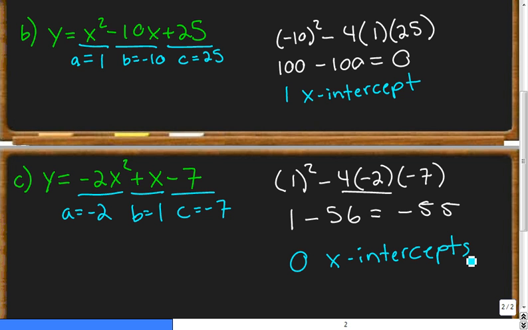So by looking and analyzing the discriminant of a quadratic function, we can determine not only the nature of the roots, but we can determine the number of x-intercepts.